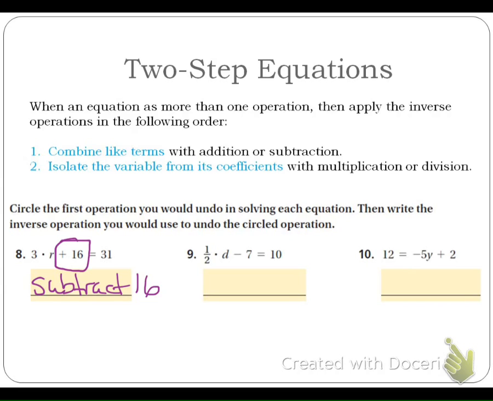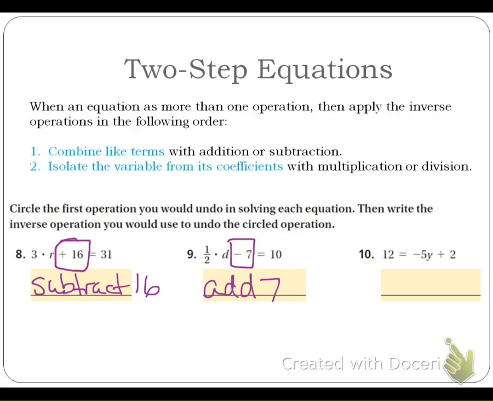In problem 9, what's the first thing you would have to do there? You have 1/2 times d minus 7 equals 10. Again, look at the side of the equation where the variable lies. You see that 1/2 is being multiplied to d, and 7 is being taken away from d. You must first remove the constant. If that's a negative 7, then that means we would have to add 7 to both sides of the equation.